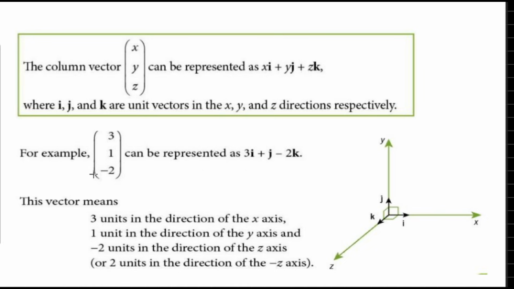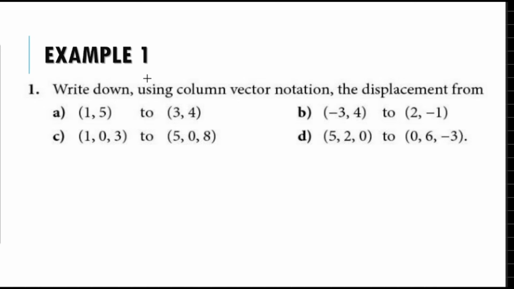You should be able to change from column to component. So this is the column method, and this is the component method: 3i plus j minus 2k. This vector means that you have 3 units in the x direction, 1 unit in the y direction, and minus 2 units in the z direction, or 2 units in the minus z direction, as the case may be. These are the representations of vectors.